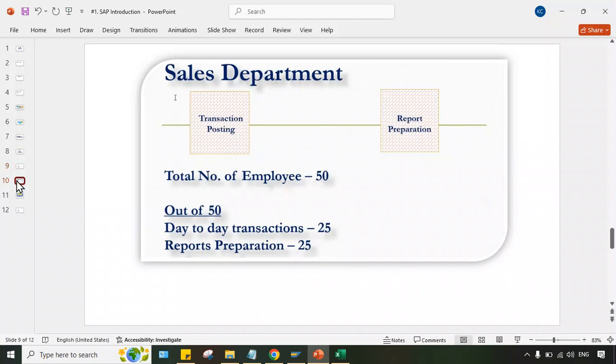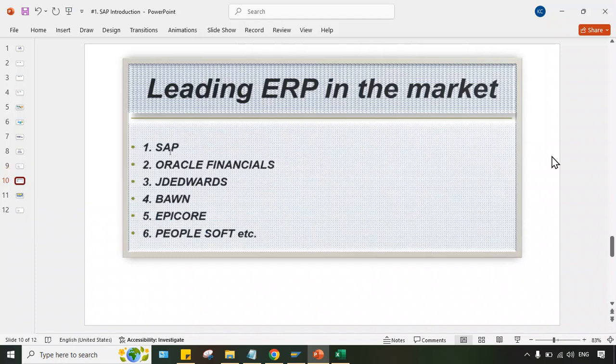Now, if we talk about the leading ERP in the market, there are multiple ERPs, but of course SAP holds the first position, right? SAP holds the first position. After that, there are other ERPs. Of course, Oracle is also there. This is the competitor of SAP, but I'll tell you guys, Oracle is also standing nowhere, because if you check the market share, SAP is the market leader here.